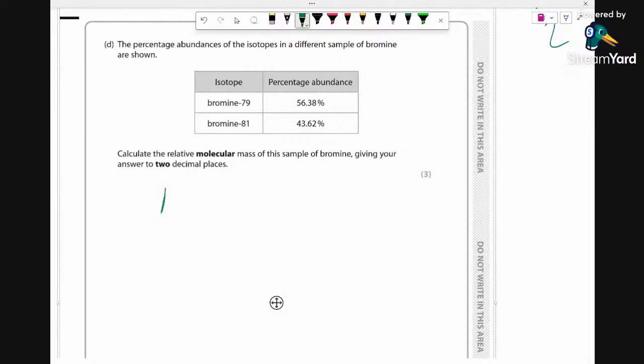So I'm going to work out the Ar, the relative atomic mass. And I do that by doing 79 multiplied by its percentage, 56.38. Yep, I'm going to add that to 81 multiplied by 43.62.